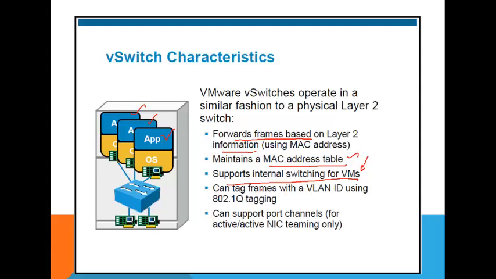It can tag frames with a VLAN ID using 802.1Q if it needs to send them via a trunk port. So trunking is supported, and this can also support load balancing. How? When we have active NIC teaming. When you group these two NIC cards, load can be balanced, so the traffic coming from here, here and here need not go on one single card. It can be load balanced one at a time.